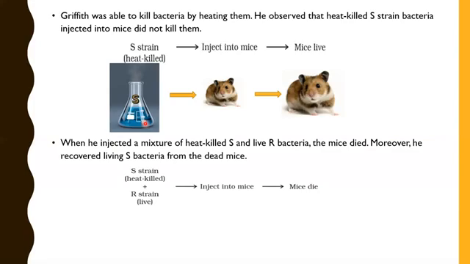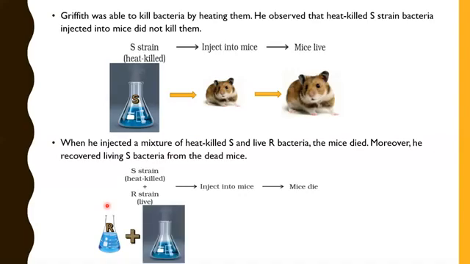Moreover, he recovered living S strain bacterial cells from the dead mice. Just observe here. These are the R strain bacterial cells. And you know, R strain bacterial cells are non-pathogenic. They will not cause any disease. He mixed these non-pathogenic R strain bacterial cells with heat-killed S strain cells. Again, heat-killed S strain cells are also non-pathogenic.